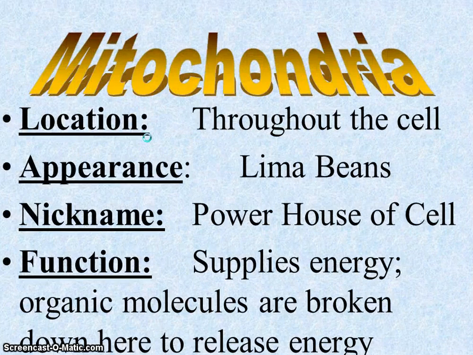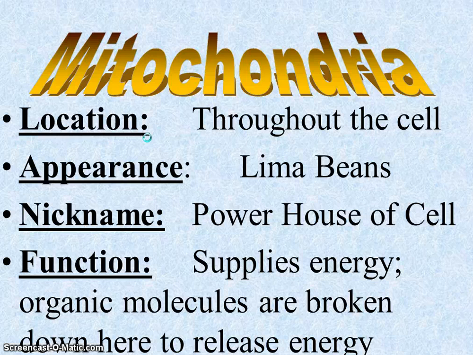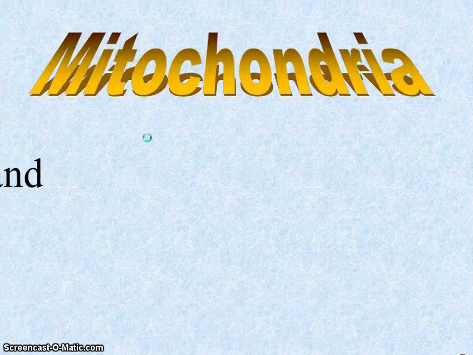All right, the mighty mitochondria is next. We call it the mighty mitochondria because it is the powerhouse of the cell. We can find these throughout the cell, and they look like lima beans. The main function is that it supplies the energy. So when you eat your carbohydrates, your lipids, that is where those molecules are broken down to release the ATP, or the energy that the cell needs. The more mitochondria the cell has, the more energy that it needs.